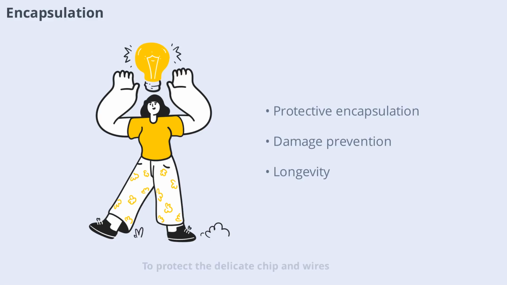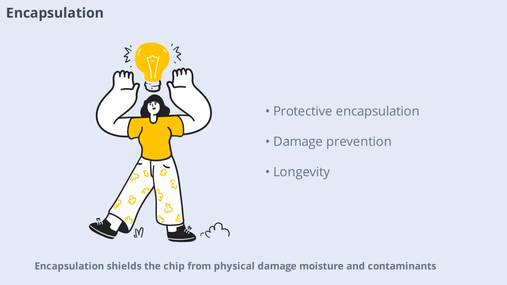To protect the delicate chip and wires, the package is encapsulated in a protective material, usually a type of plastic or resin. Encapsulation shields the chip from physical damage, moisture, and contaminants, ensuring it remains functional throughout its lifespan.